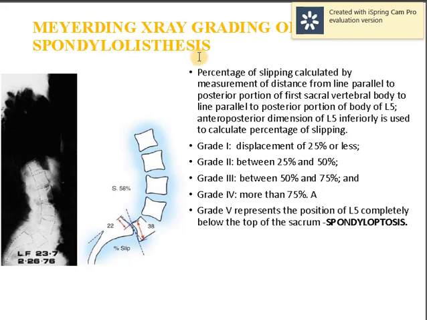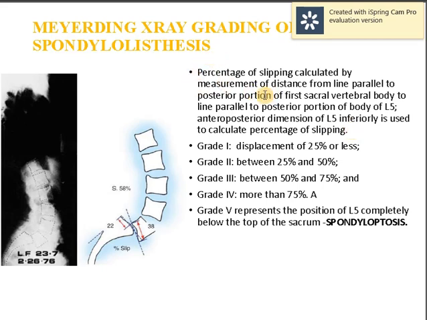Now, Meyerding X-ray grading of spondylolisthesis. According to this grading, the percentage of slipping is calculated by measurement of the distance from the line parallel to the posterior portion of the first sacral vertebral body to the line parallel to the posterior portion of the body of L5. The anterior posterior dimension of L5 inferiorly is used to calculate the percentage of slipping.